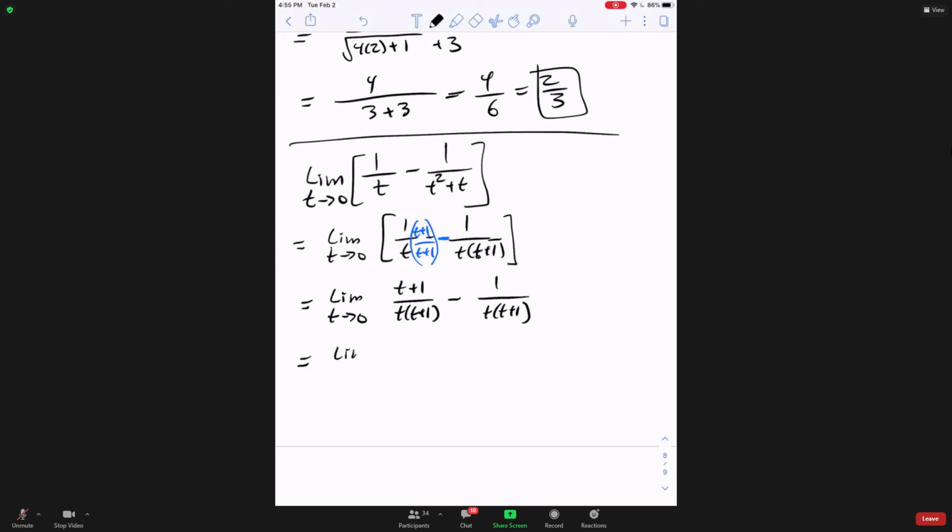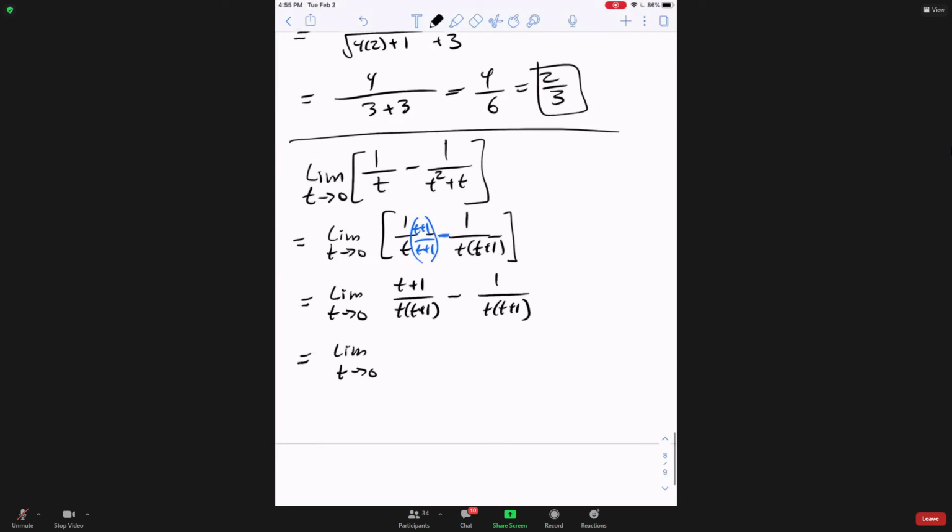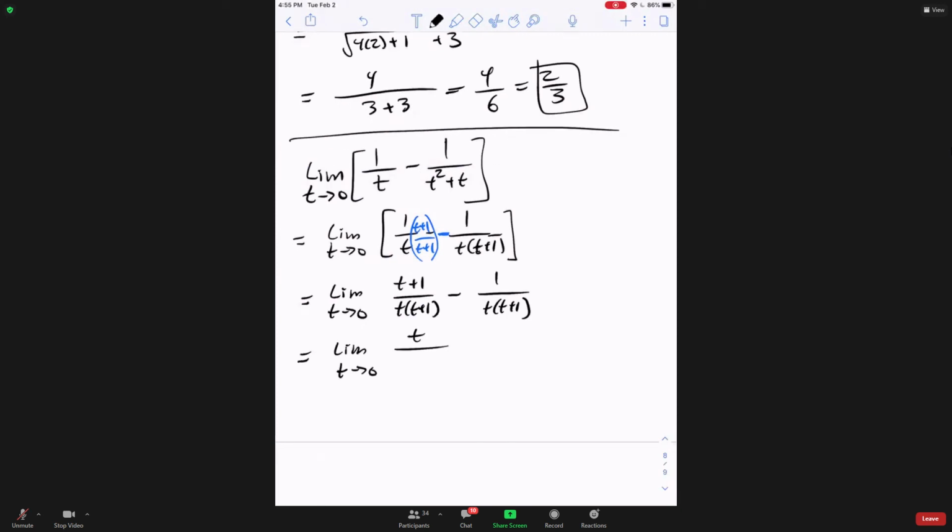So you got limit as t approaches 0 of the 1 minus 1 cancels out, so it's t over t times t plus 1. Yeah, I know it looks bad. Now you can cancel out the t's as well.